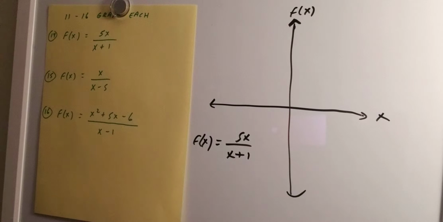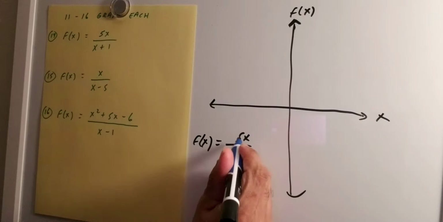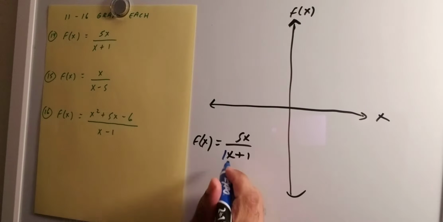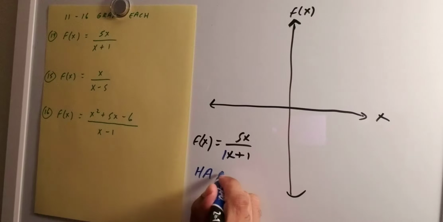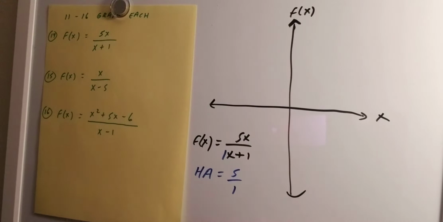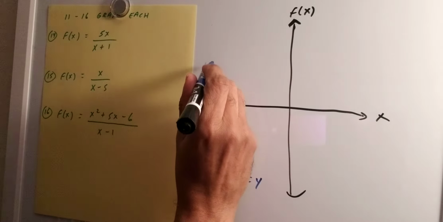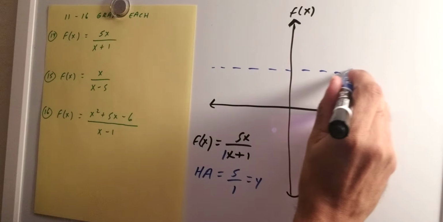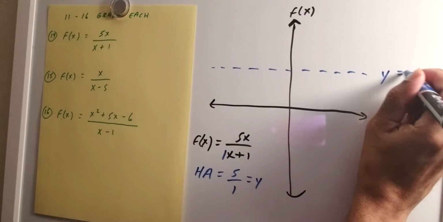All right, for this, the degree of the numerator and degree of the denominator are the same. Therefore, the horizontal asymptote will be the leading coefficients, 5 over 1. Horizontal asymptote equals 5 over 1. It's going to be the y. y equals 5.